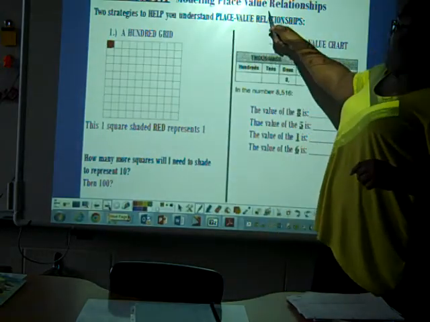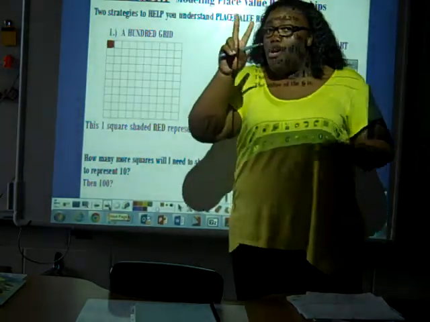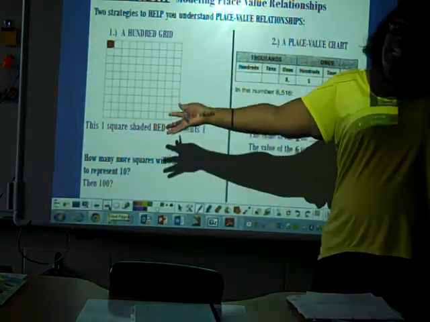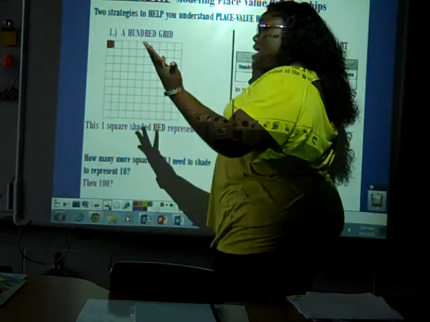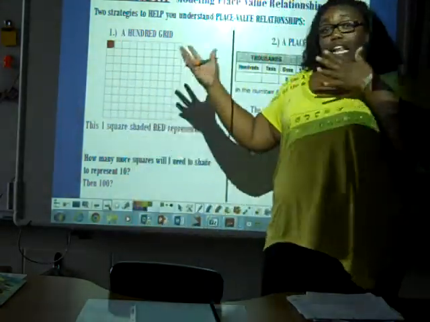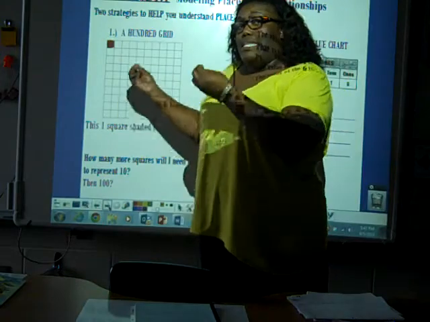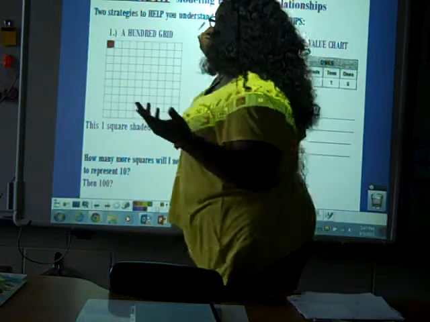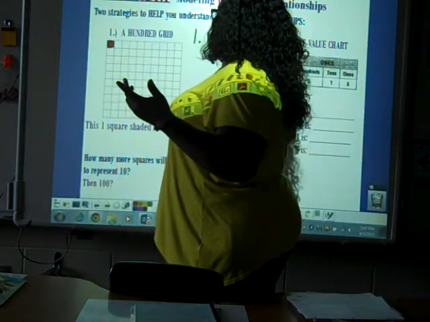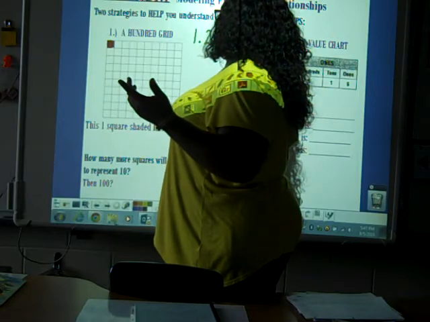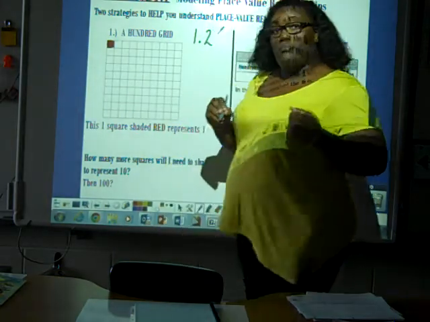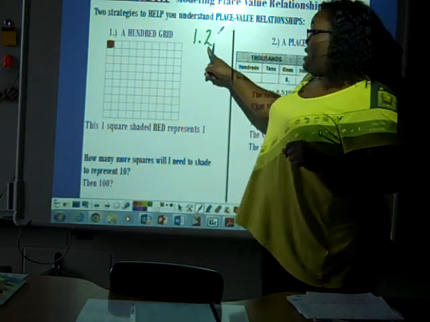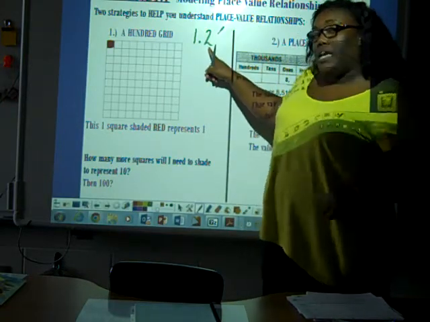Alright, modeling place value relationships. There are 2 strategies to help you understand place value relationships. Now, place value is what you recognize when you have a number. Each number is set in a particular place value. Say for instance we have 1 and 2 tenths. This 1 is in the ones place value. This 2 is in the tenths place value.